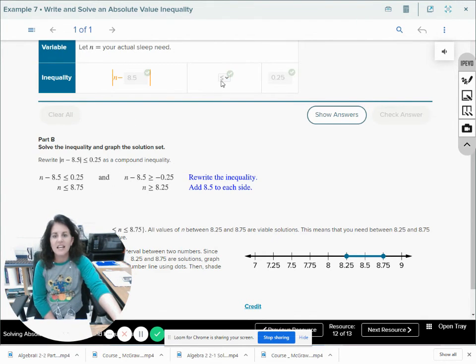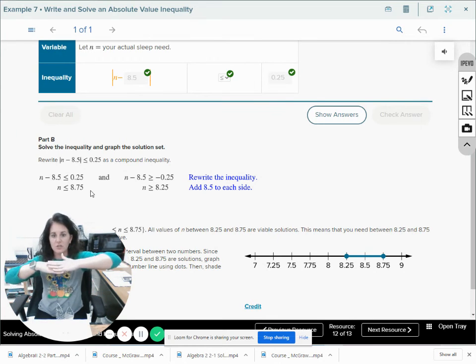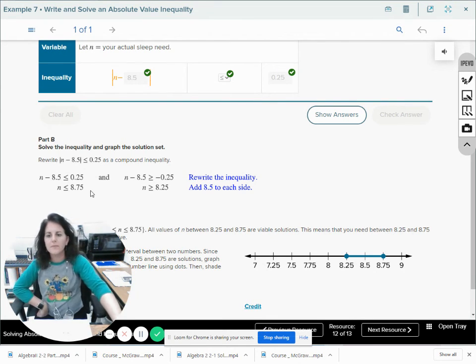So this is less than or equal to, it's an and problem. So we're looking for solutions that meet this criteria and this criteria. We expect an overlap. So we add 8.5 to both sides, we get 8.75. Over here, we changed it to a greater than symbol because we made this negative. Since we made this negative, we had to change the direction of the symbol. Now we add 8.5 to both sides, we get 8.25.